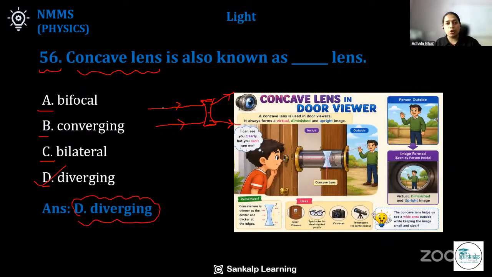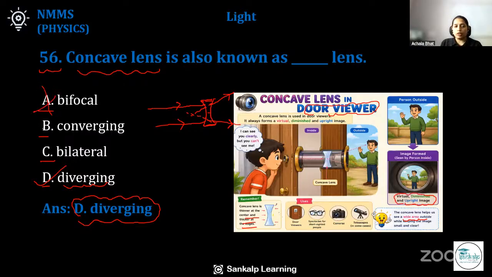Therefore, this concave lens always forms virtual and erect image. That's why we use it in door viewers. It forms virtual and erect image, since light rays are not actually converging. Therefore, this is diverging lens. Concave lens is thinner at the center and thicker at the edges. It helps us see a wide area outside. See, virtual, diminished, upright image is formed here.